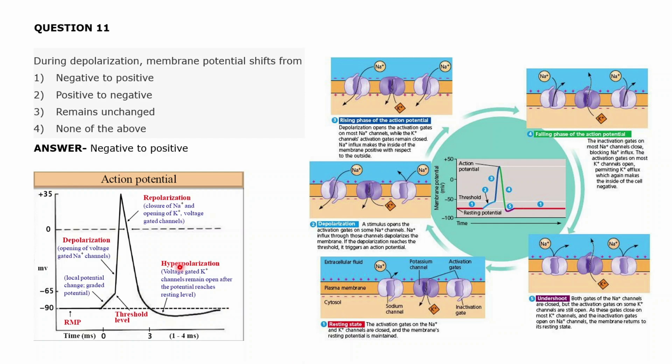Hyperpolarization is also a stage there, when the voltage gated potassium channels remain open for a long time, so more potassium moves out, and the membrane potential decreases below this particular limit to a negative value, right? This particular stage is also called the hyperpolarization stage. So in this case, the answer to this question is: during depolarization, membrane potential shifts from negative to positive. I hope this answer is clear.